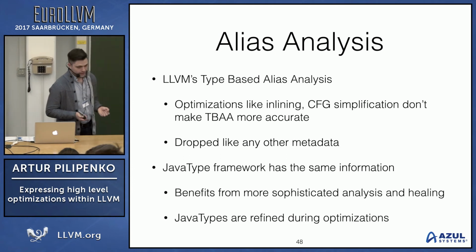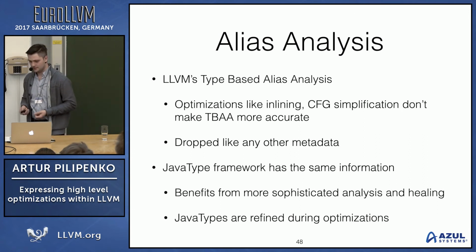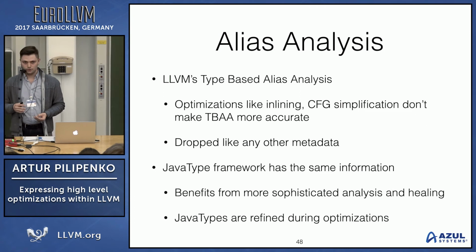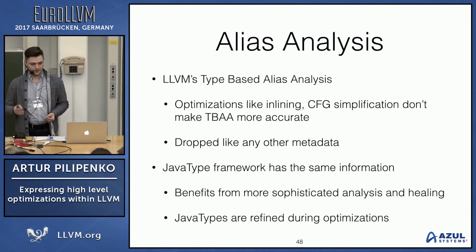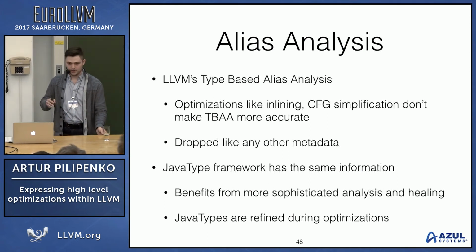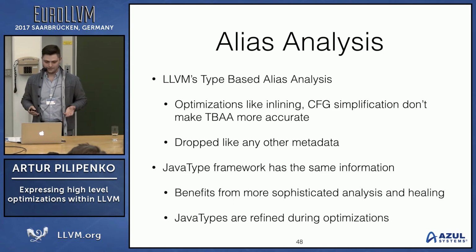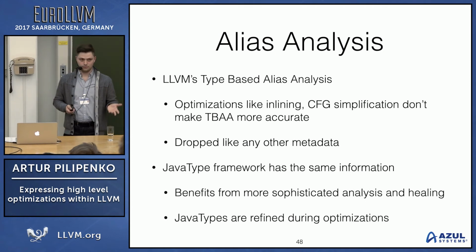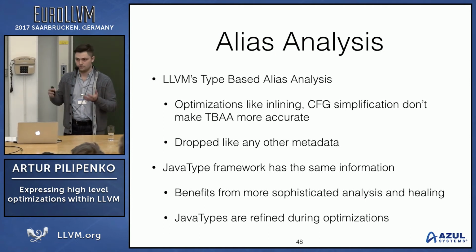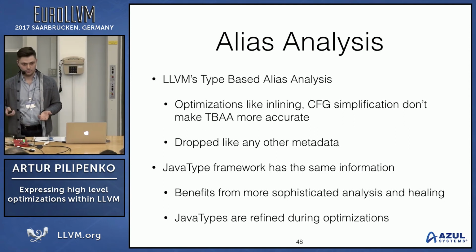The problem with TBAA is that it is not changed as the code is transformed. Well, it is dropped like any other metadata, but that's not what I mean here. Often when we optimize, we can refine types, for example, after inlining or some control flow simplification, but it does not refine TBAA tags. On the other hand, we have the JavaType framework, which maintains the same information. And it benefits from more sophisticated analysis. It benefits from metadata healing. And the types are refined as we transform the code.